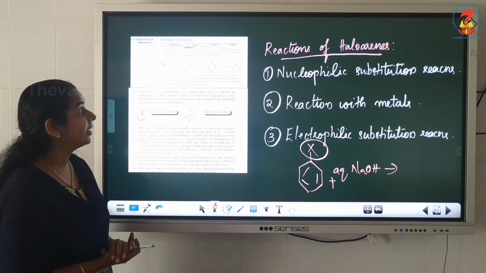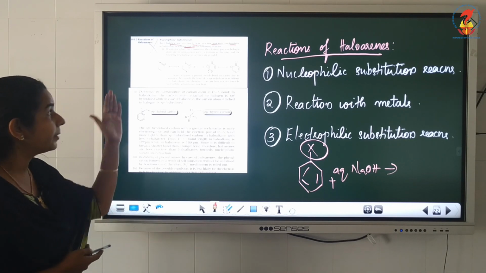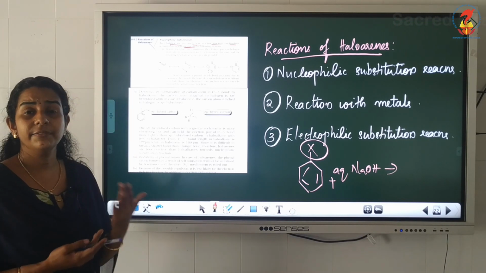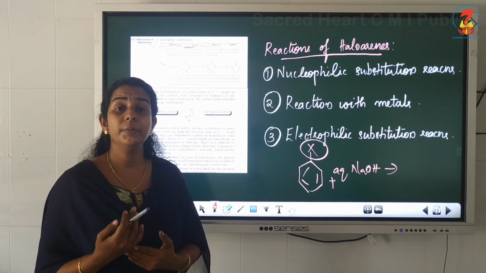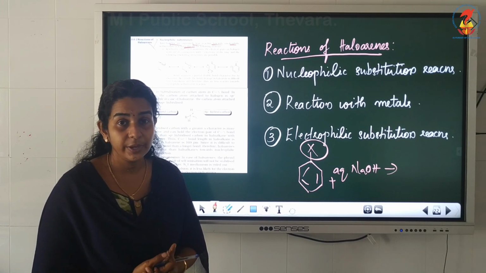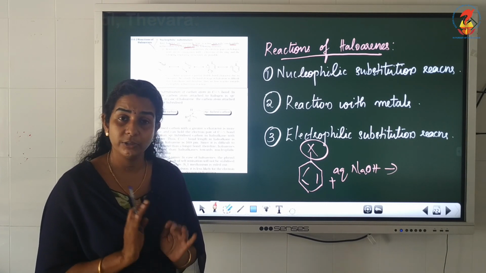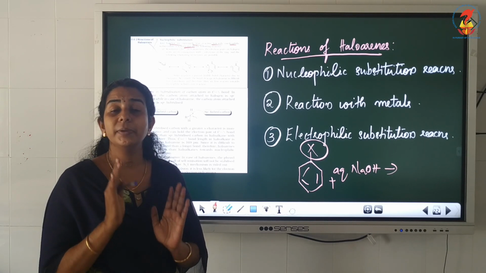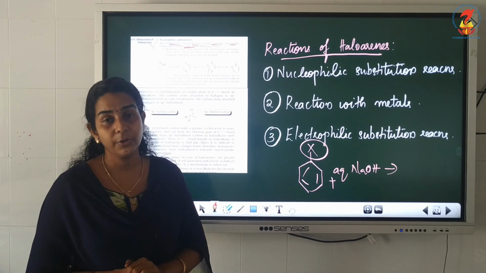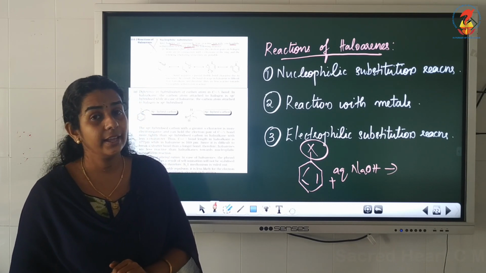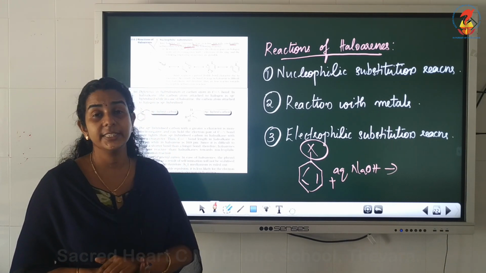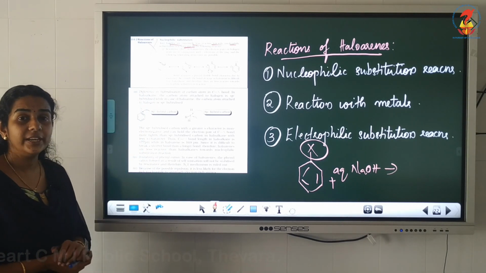So, what is the first reason? In haloarenes, the electron pairs on the halogen atom are in conjugation with the pi electrons of the benzene ring. So the C-Cl bond acquires a partial double bond character due to resonance, and we know that a double bond is always stronger than a single bond. Due to this partial double bond character of the C-X bond in haloarenes, it is very difficult to break the carbon halogen bond, because in nucleophilic substitution reactions there is breaking of the C-X bond and formation of a new carbon nucleophile bond. So resonance and the partial double bond character of the C-X bond is the first reason why aryl halides are less reactive towards nucleophilic substitution reactions.